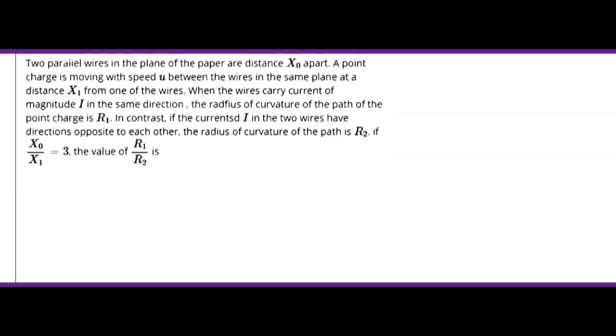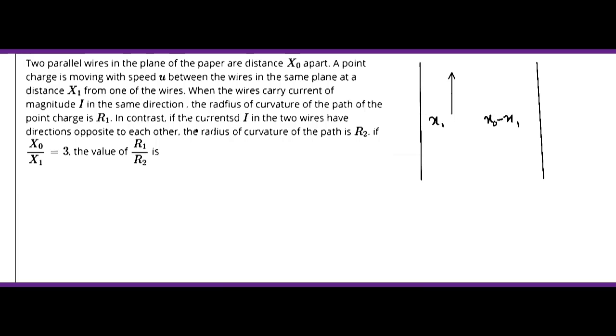So first of all, we represent this situation. This is one of the wires and this is another wire. So basically these are the parallel wires. And there is a charge which is moving between these two. Let's say it is moving like this, and let's assume this distance is x1 and the total distance is x naught. So this distance would be x naught minus x1.